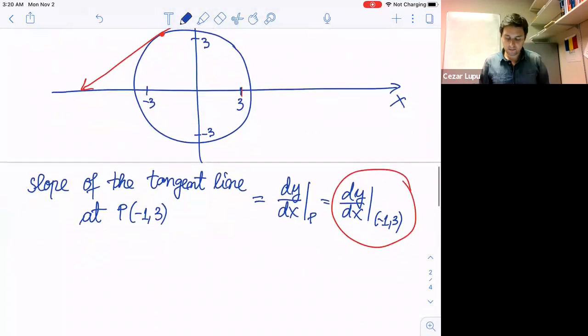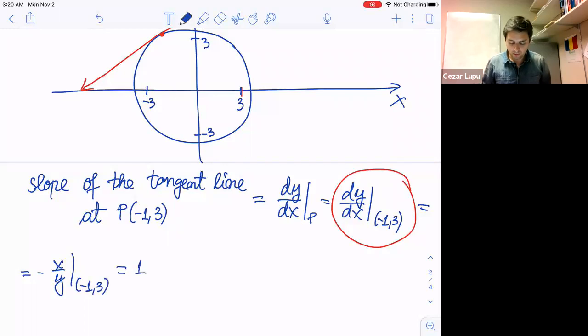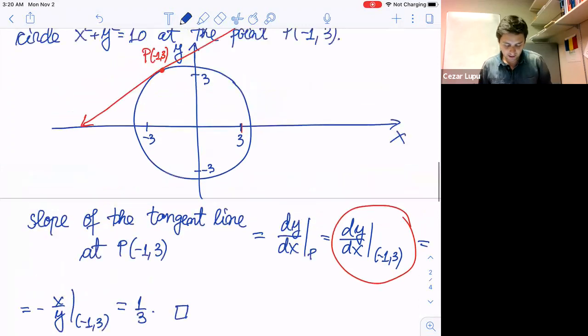So if we know that this is nothing else than just -x over y evaluated at (-1, 3), and if you want, this is 1/3, and that's it. Big deal. So that's it. This is the end of the story, right? All right, let's do another exercise.